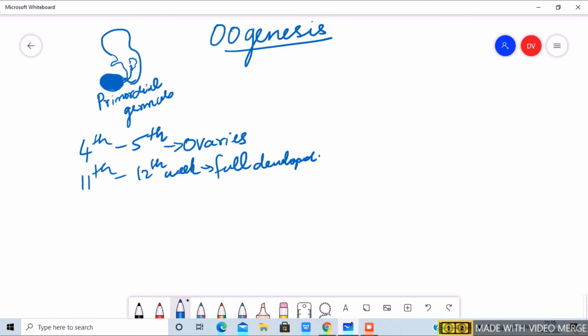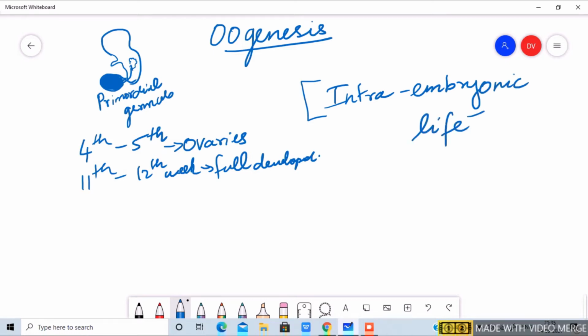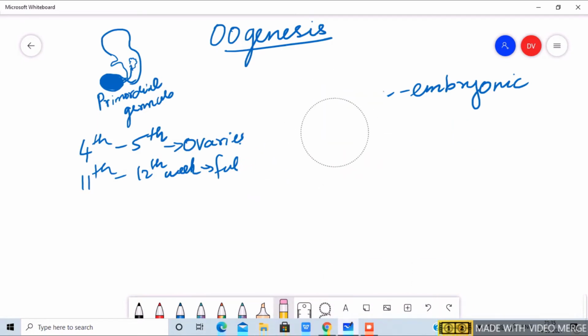That is why we say it happens during intra-embryonic life, that is in the embryo which is developing inside the womb of the mother. Understood all the details now? So these basics you have to know. Now the primordial germ cell goes into the ovary, and from there they start to develop. Hope you understood this part. Now let me erase this off.